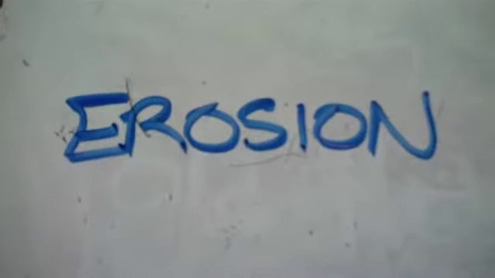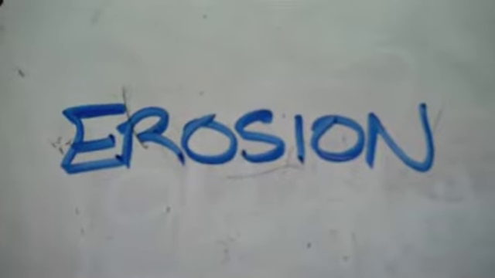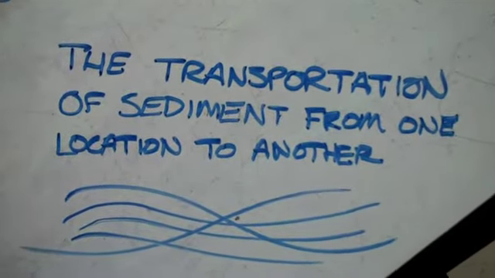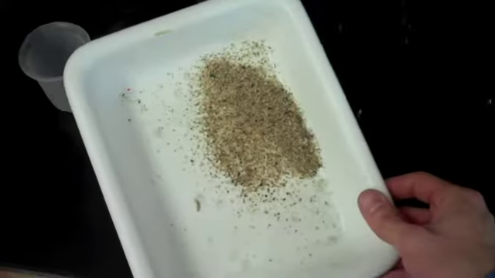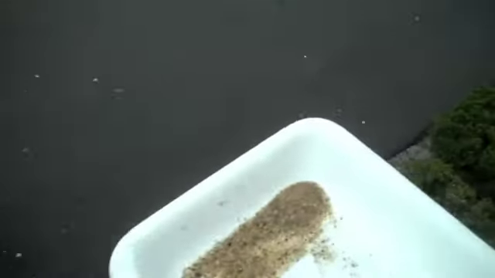Once a rock has been mechanically or chemically weathered, the process of erosion can begin. Erosion is the transportation of sediment from one location to another, usually by some sort of physical agent like water, wind, or even gravity.